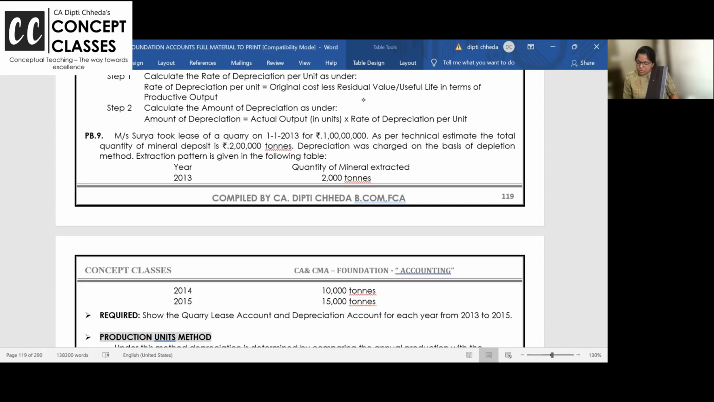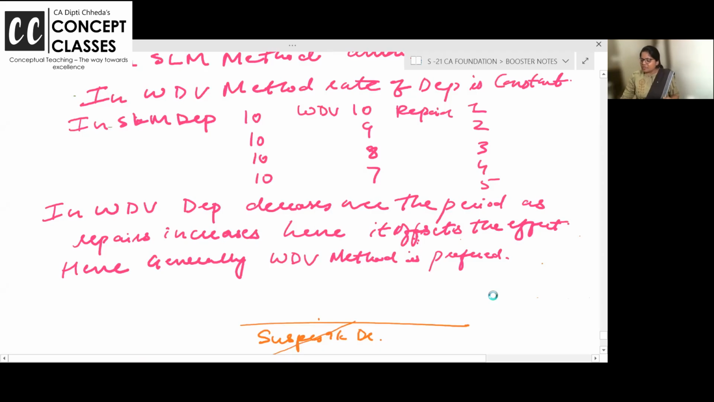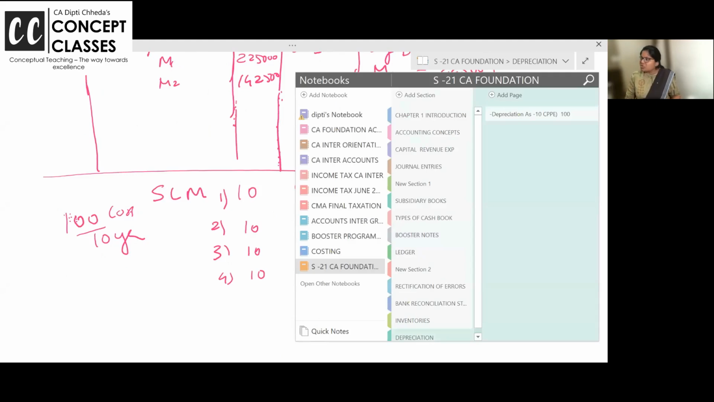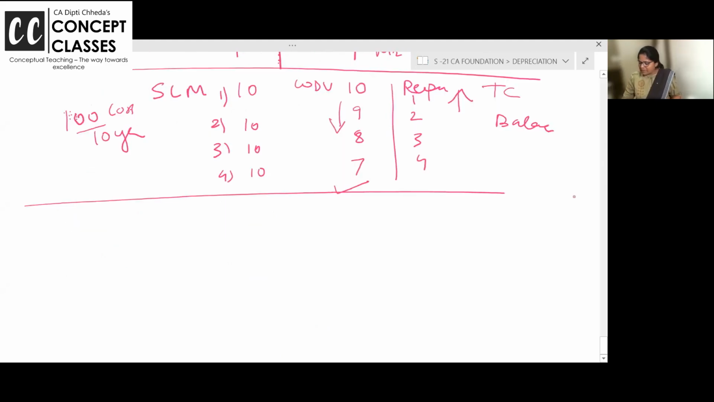Extraction is given to you. In total you will take out 2 lakh tons. Now this year you have taken out 2,000 tons, then 10 lakh, 1,000 and 15,000. According to that you can charge. So prepare the quarry lease account and the depreciation. So easy. You have to know 3 years' accounts for SLM and WDV now. More easier than this. This is basically used for mines and quarries. Okay, let's start this. It is a small method. We can take it up now.